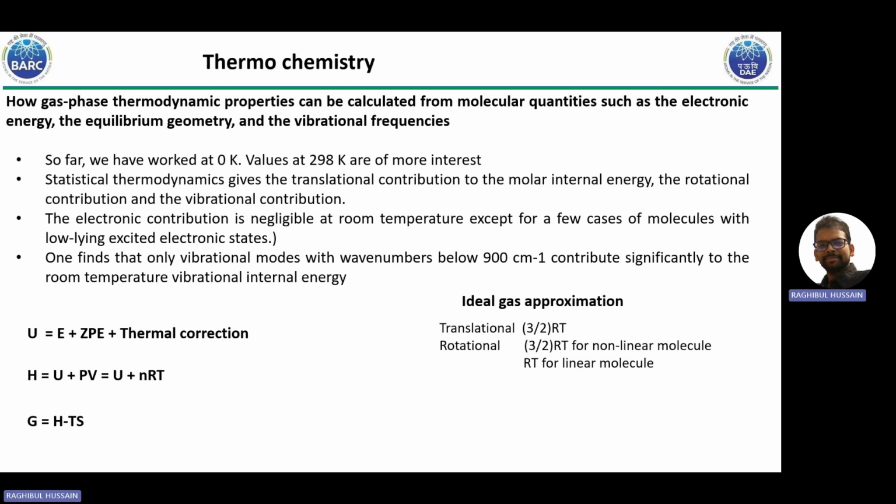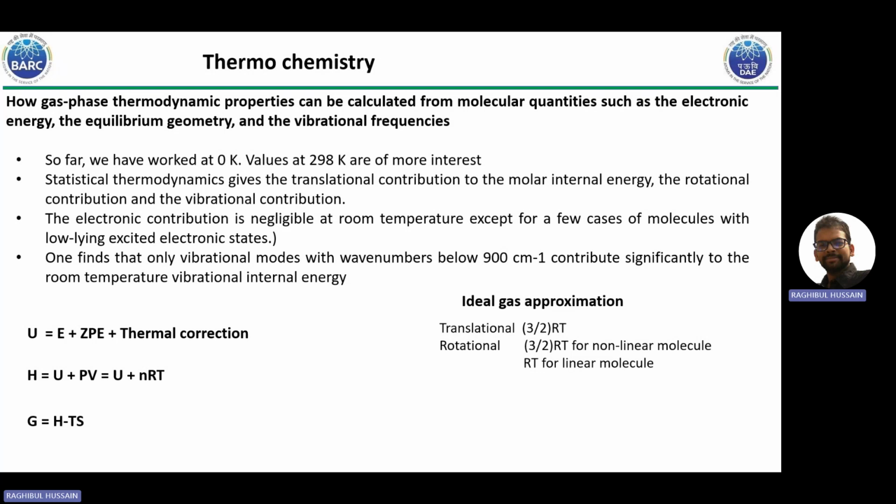In DFT or Hartree-Fock, we calculate this E, which we already know, at 0 K. Now I want to calculate the internal energy. So I can add the zero point energy correction. You know what zero point energy is? The energy at 0 K; that is why it is called zero point energy. And then I do the thermal correction. There are 3 degrees of translational motion and 3 degrees of rotational motion. For a linear molecule rotation has 2 degrees, so I get only RT; for nonlinear it is 3/2 RT. So I add 3/2 plus 3/2 here.